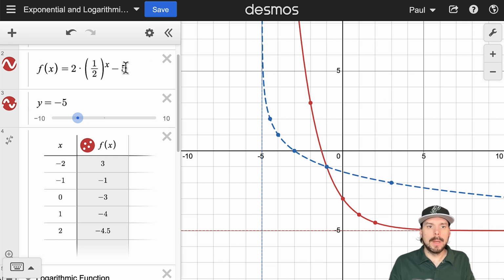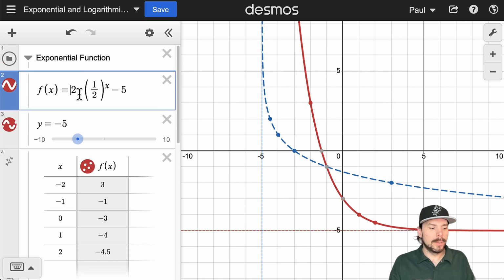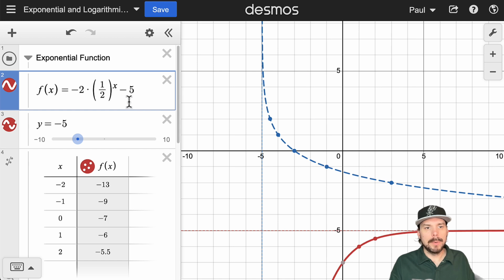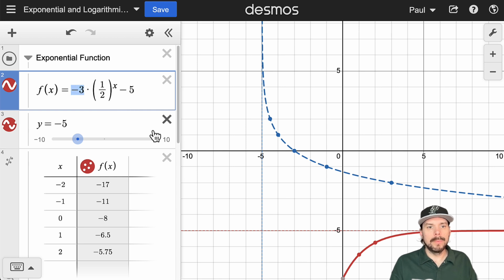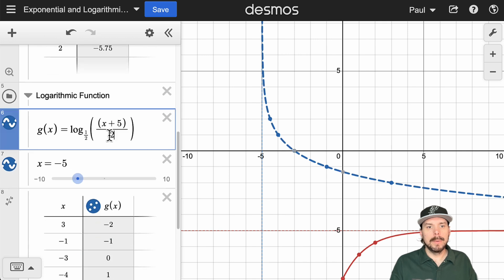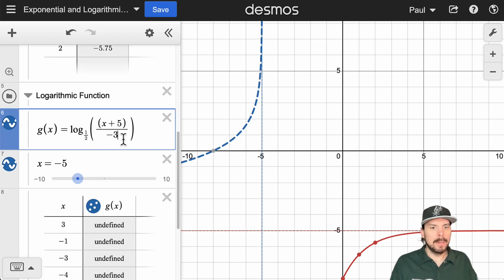And I'd like to do some other little things as well. Let's introduce a flip. So I'm going to put a negative in front. How about we just change this coefficient altogether? We'll change that to a -3. It was a value of 2. Does not change the asymptote. Down here, that becomes a -3 in that denominator.